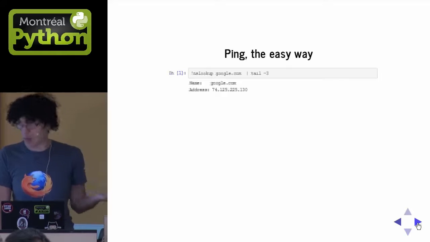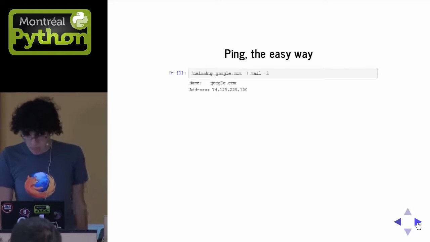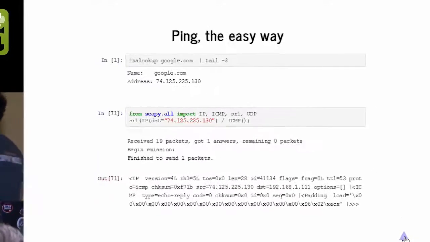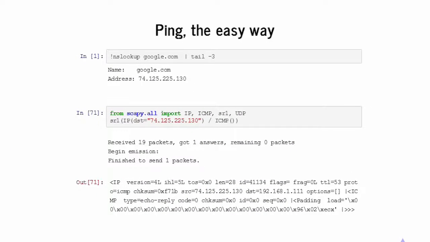First, let's say we look up the IP address with nslookup. And I want to talk about this a little bit. What scapy gives you is a way to construct packets. So you can make an IP packet or an ICMP packet without having all these headers and stuff.